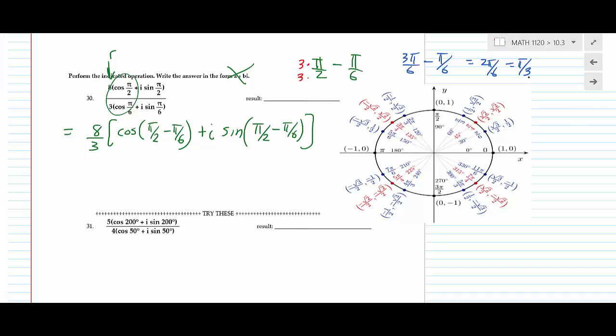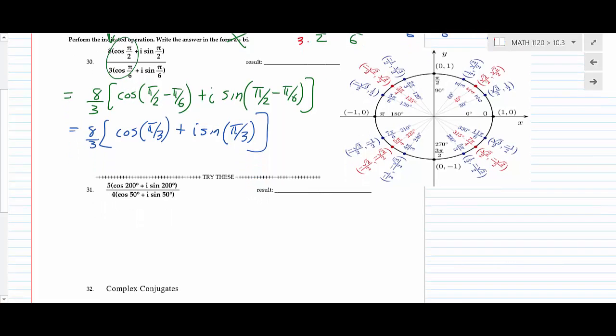Now I'm going to write the answer. We have 8/3 times cosine of pi over 3, and you'll always end up with the same angle, so you just write plus i sine of pi over 3, and the problem's done. That's it. On the multiplication, you added the angles; on the division, you subtract the angles. Very quick, straightforward. We have a lot of this kind of stuff on the final exam. If you know the formula and how it works, it's a piece of cake.